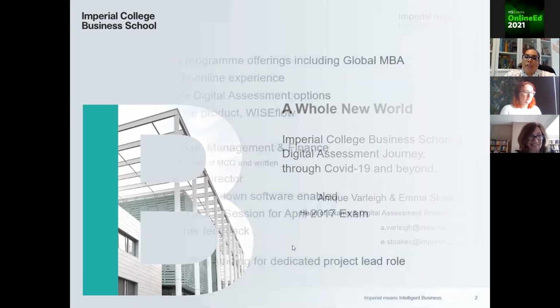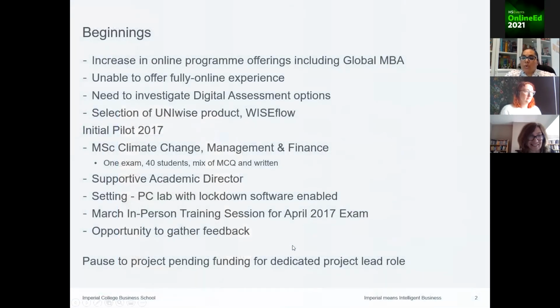So one of the considerations that the school had been thinking about way before the pandemic hit was that we had a global online MBA program, and the idea of having digital exams was very much inbuilt as a possibility, because we were relying heavily on paper-based exams, which we were running through different centres at different locations globally. And to be truly online, we needed to find a solution.